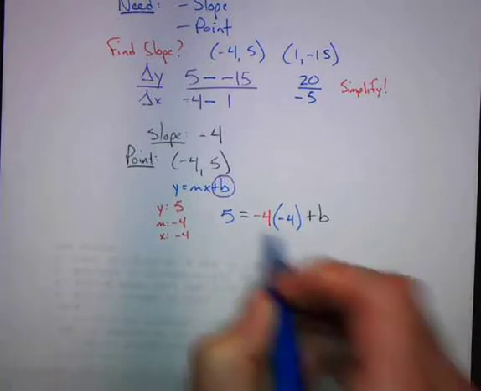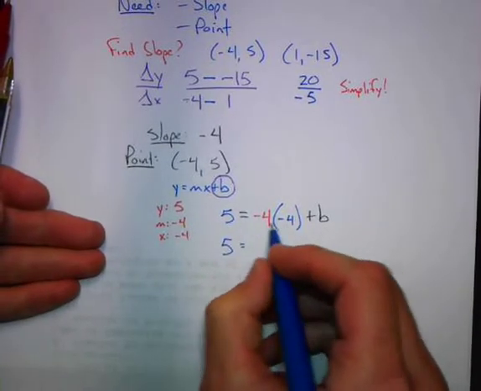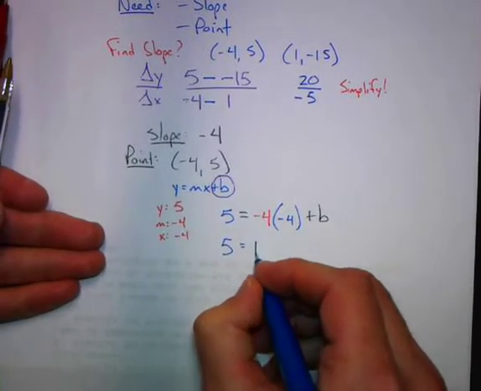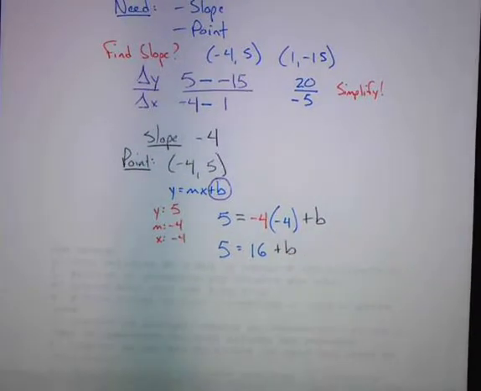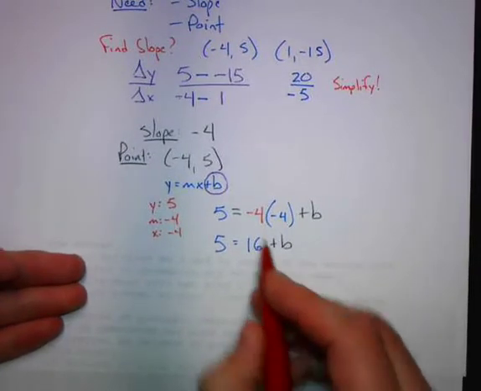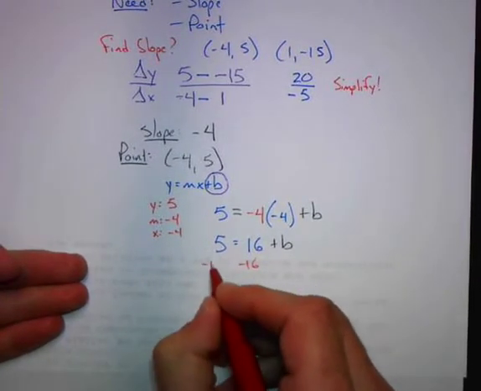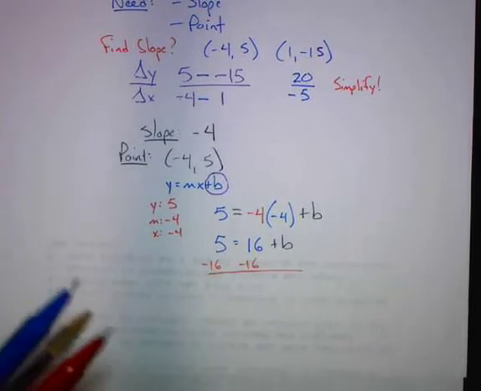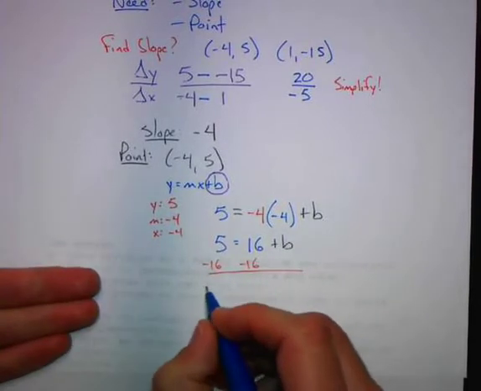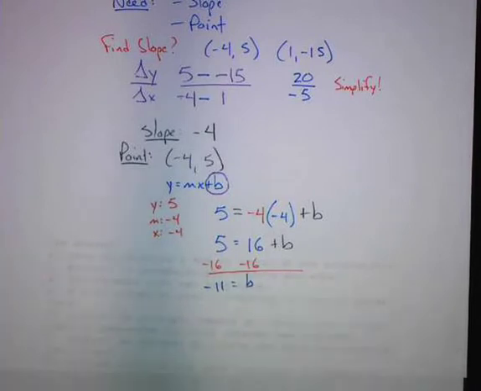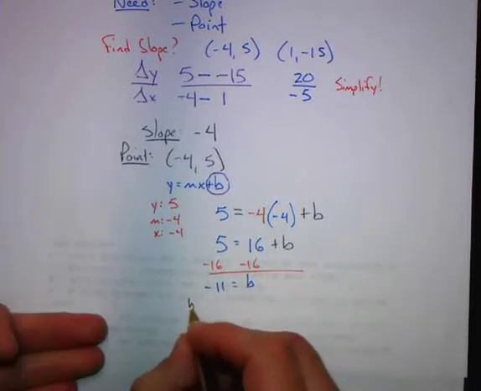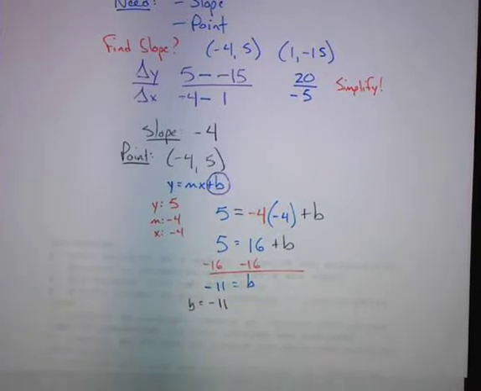So we have 5 on the left-hand side. On the right-hand side, negative 4 times negative 4 is positive 16. And there's our plus b. And to find out what b is, we can solve. We can undo this 16 by subtracting it on both sides. 5 minus 16 is negative 11. And then b is by itself. We found out what our b is. Our b is negative 11. So we've done that piece of work.